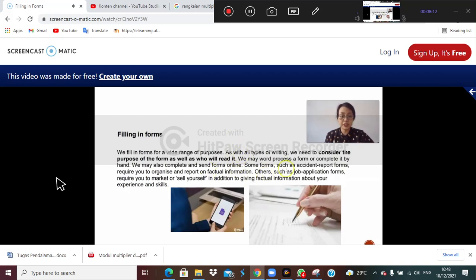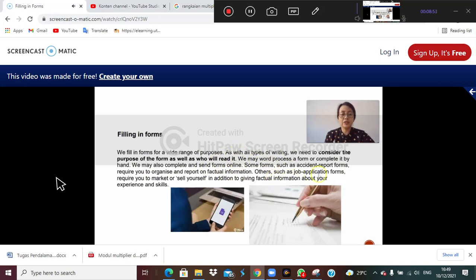Some forms, such as accident report forms, require you to organize and report factual information. Because the type of form is an accident report, it means you have to report, so you need to follow a sequence. You need to organize your information and report on factual information. So it is sequential, based on time.